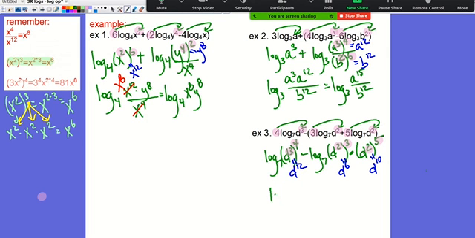I get log base 7 of d to the power of 12, and the bottom becomes d to the power of 16, because you add 6 and 10. Again, the only new things are what I wrote in pink and the blue. That's the only new thing.